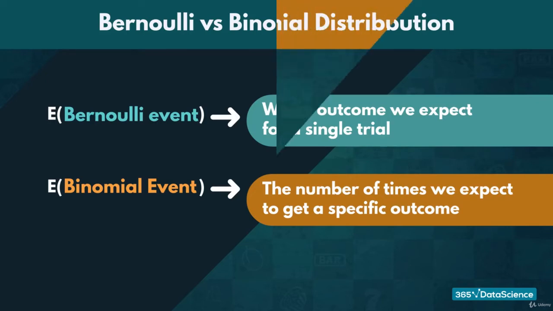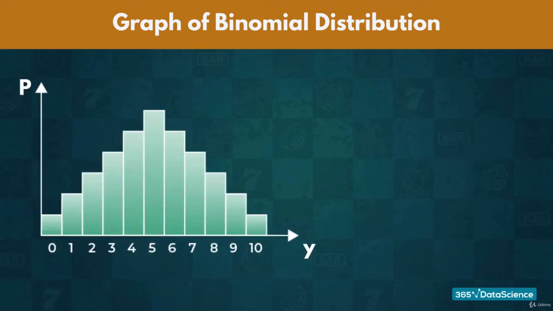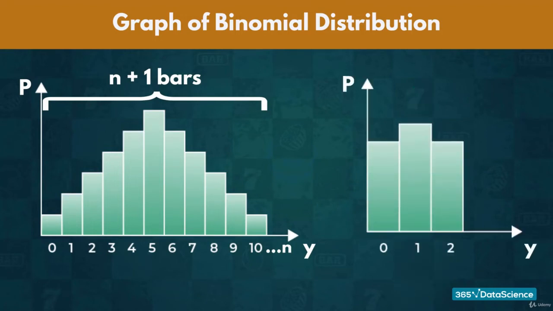Great! Now, the graph of the binomial distribution represents the likelihood of attaining our desired outcome a specific number of times. If we run n trials, our graph would consist of n plus 1 bars, one for each unique value from 0 to n. For instance, we could be flipping the same unfair coin we had from the last lecture. If we toss it twice, we need bars for the 3 different outcomes: 0, 1, or 2 tails.